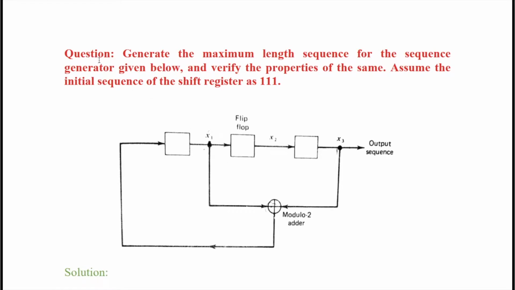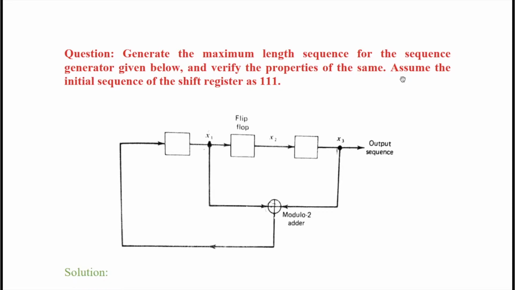Let me read out the question first. The question is, generate the maximum length sequence, which is one of the forms of PN sequence, for the sequence generator given below and verify the properties of the same. Particularly, the maximum length sequence has three properties: the balance property, run property and correlation property. So, once the sequence is generated, we will verify these properties for the sequence that is generated.